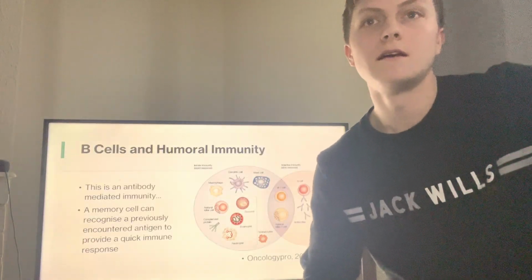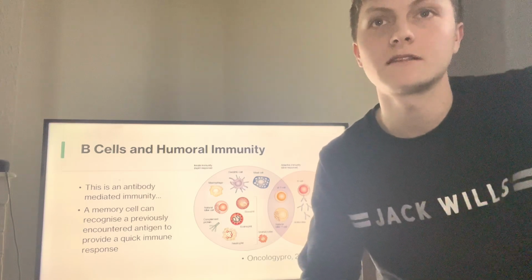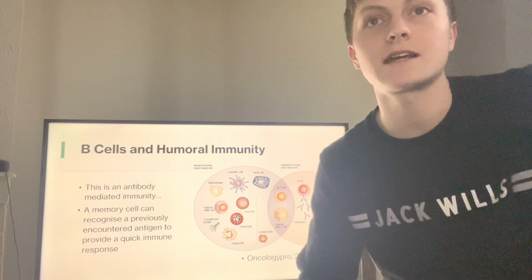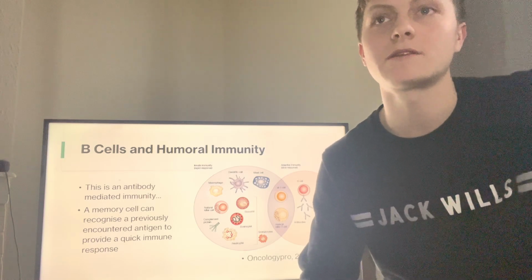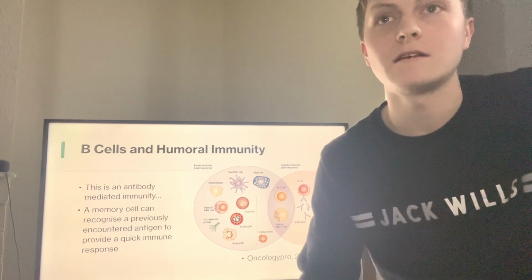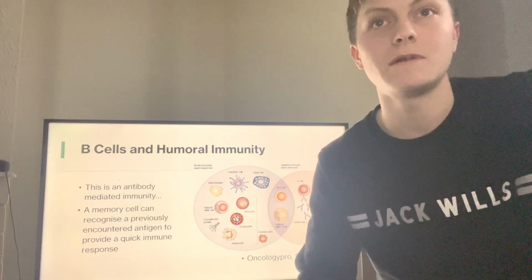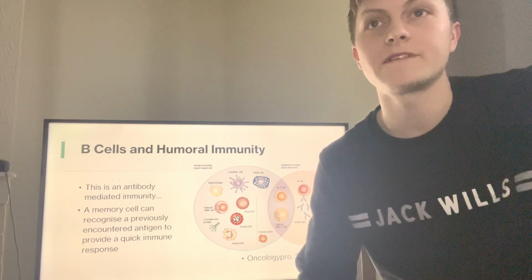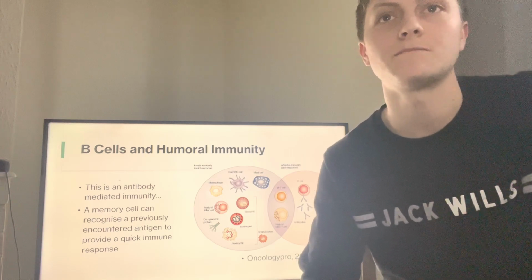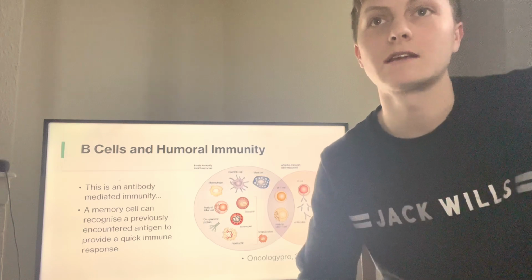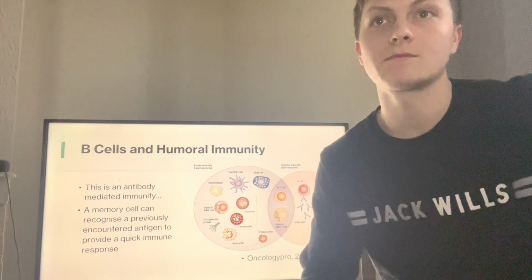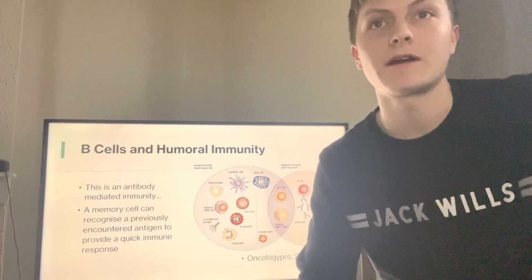B cells and humoral immunity. This is an antibody-mediated immunity where B cells produce antibodies against a specific antigen. B cells got their name because they were discovered in the bursa of Fabricius in birds. Each B cell produces a specific antibody, and there are millions of different B cells. They form memory cells after activation. They give signals to activate T cells and present antigens to them. A memory cell can recognize a previously encountered antigen to provide a quick immune response. Plasma cells make a large amount of specific antibody and are developed from activated B cells.